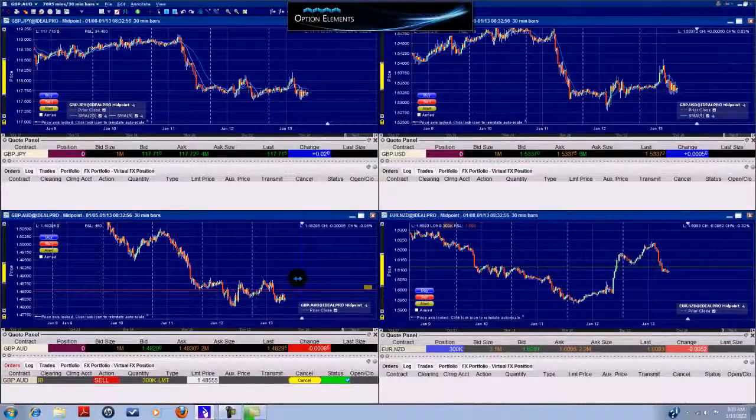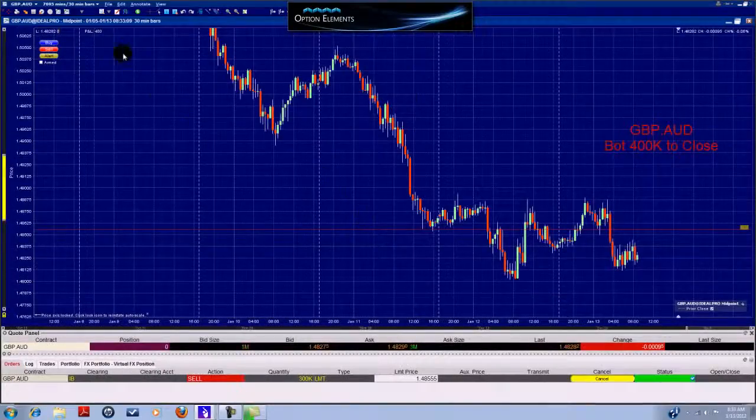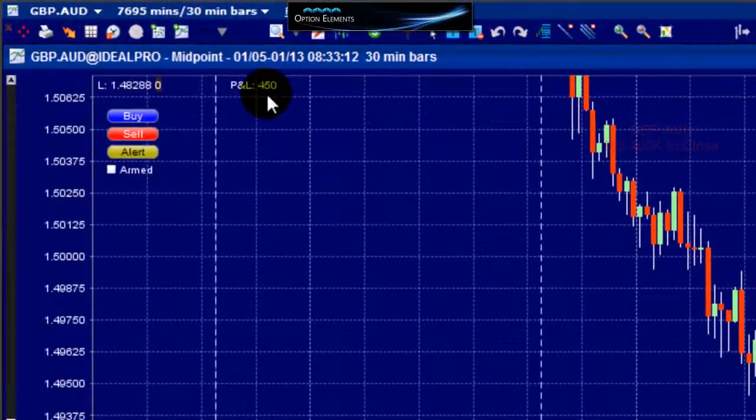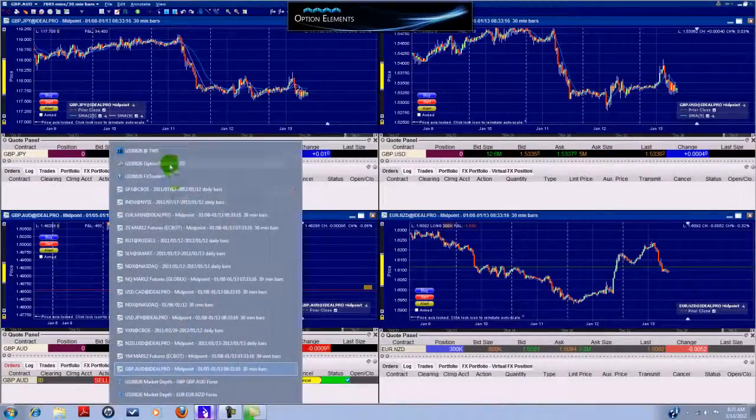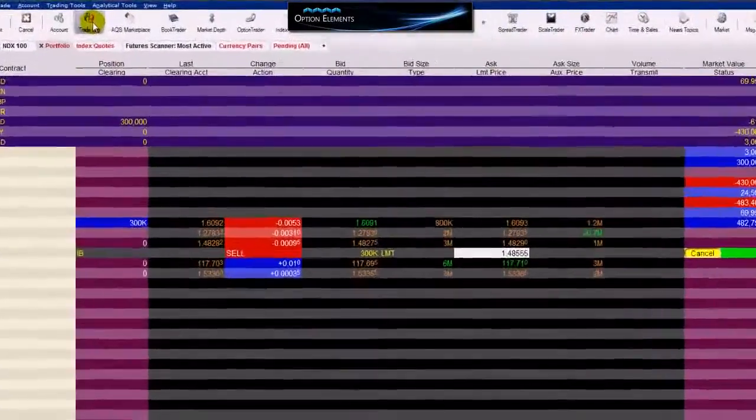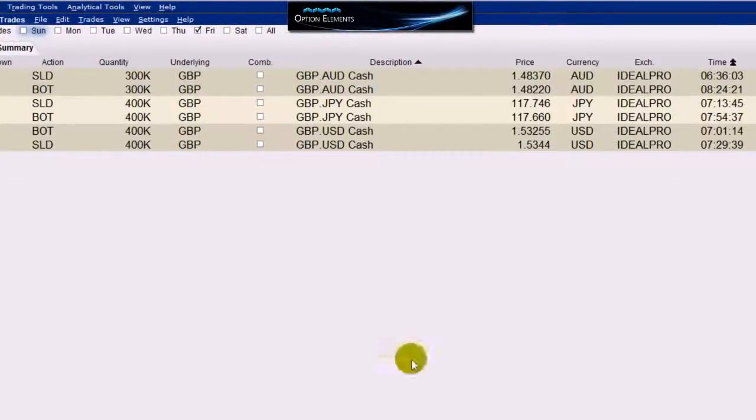Okay, well, while I was doing something else here this morning, we got filled on our British pound Australian dollar pair, buying the 400 that we were short. You can see here, here's our P&L on that trade, 450. Let's go look at our trade log for today so far. Okay, this is Friday. Here's all of our trades. Here's our Australian dollar that we just closed out.